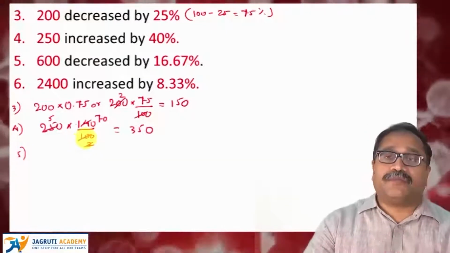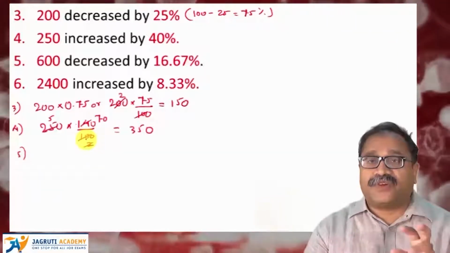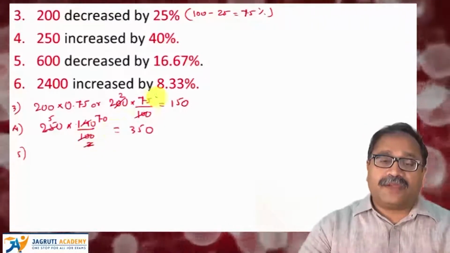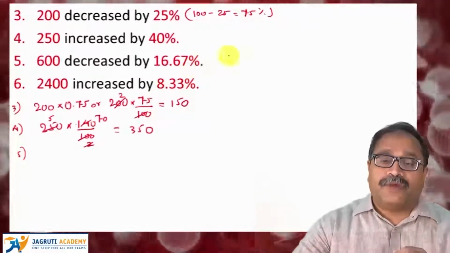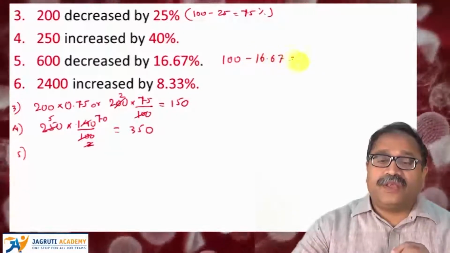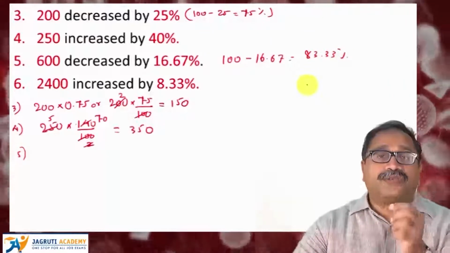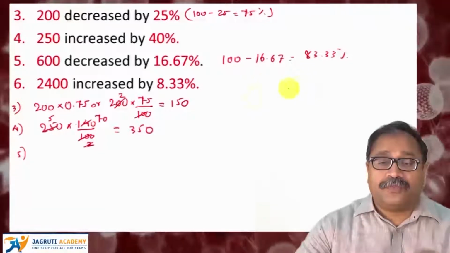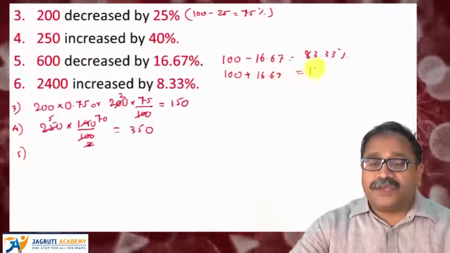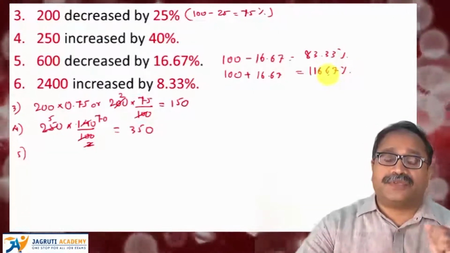600 decreased by 16.67%. Now what is the difference between the previous percentage and here? In the previous percentage it was 40%, so I could easily add 40 to 100 or subtract 40 from 100. The same thing I can do with 16.67. But from 100, if you take out 16.67, you will be left with 83.33%, and you are expected to know the fraction of 83.33%. Or in case of an increase, 100 plus 16.67 comes to 116.67, and you are expected to know the fraction of 116.67.